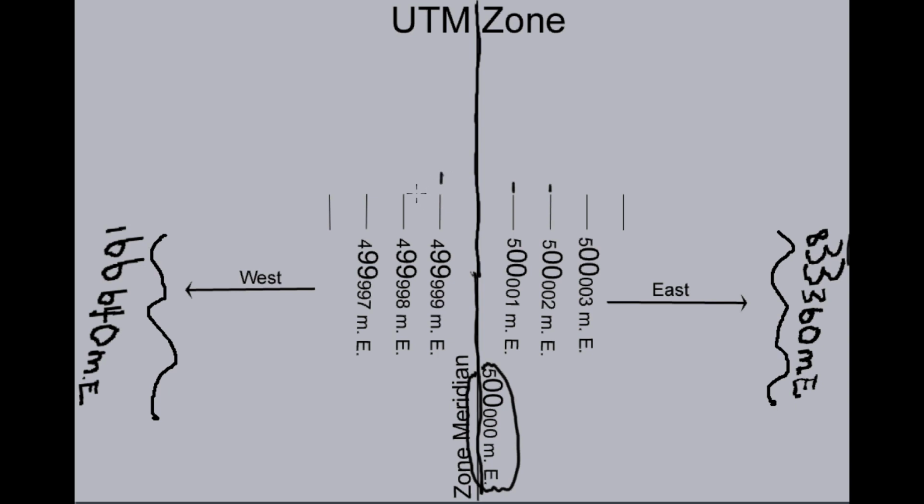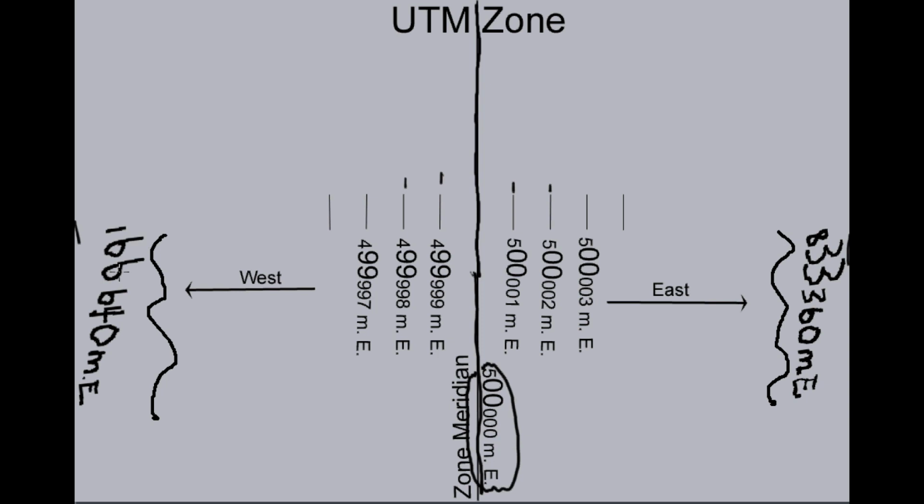On the other hand, as you go west of the zone meridian, the eastings decrease meter by meter. So, for instance, here, 1 meter west of the zone meridian, the easting is 499,999 meters east. 2 meters west of the zone meridian is 499,998 meters east. All the way out here to the western boundary of the zone, where the easting is 166,640 meters east.